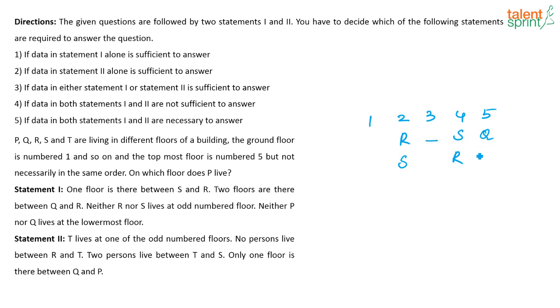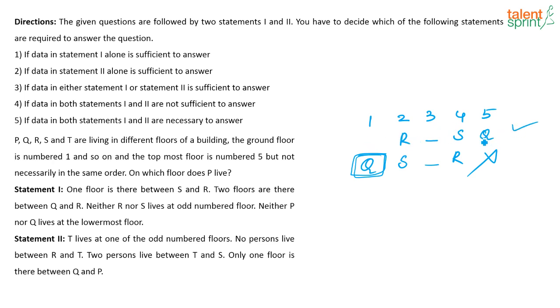This has to be Q. If this was the case, this has to be Q. Neither R nor S live at an odd numbered floor. Neither P nor Q live in the lowermost floor. So Q cannot come in the lowermost floor. So this is wrong. So this is the correct arrangement, right?